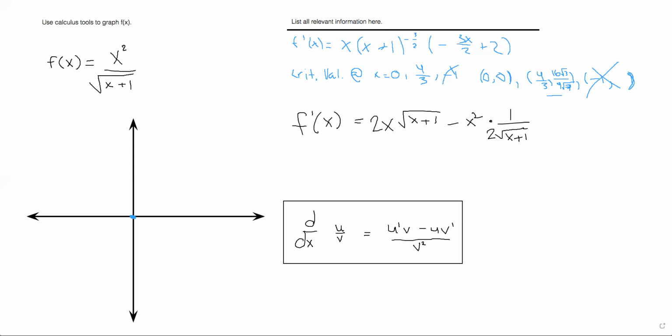I'll be right back. Give me a quick second. Okay. So good. You're good. We did almost all of this. The only thing left to do would be to take the bottom and square it. So if we square the square root of x plus 1, we just get x plus 1.